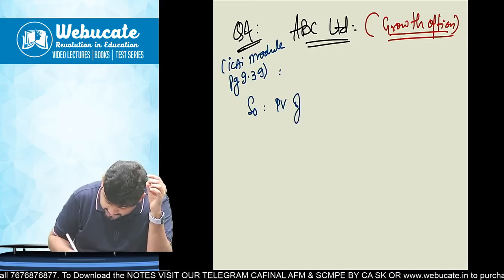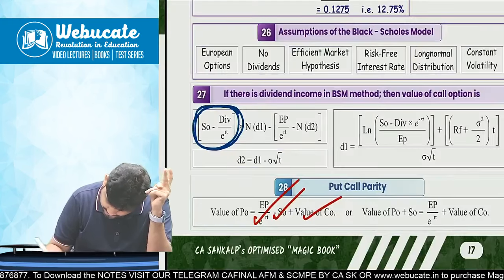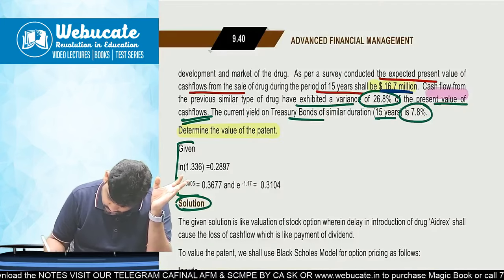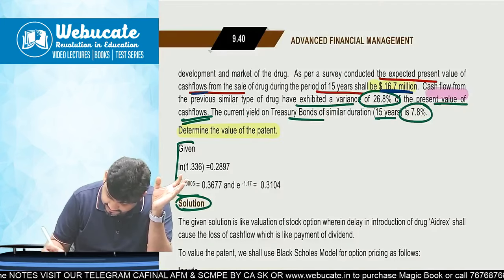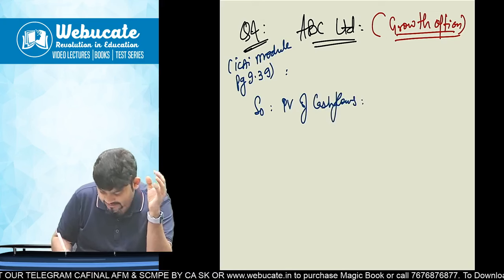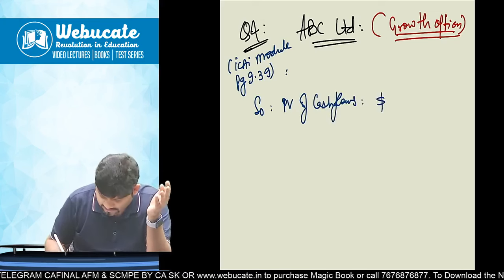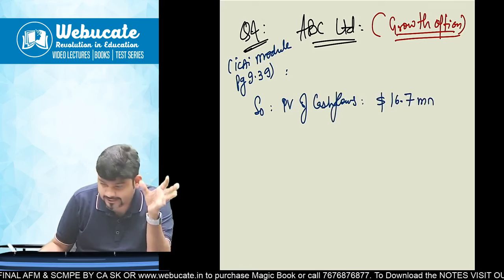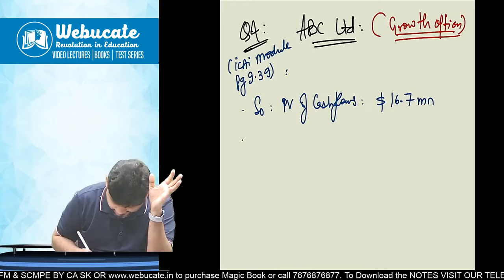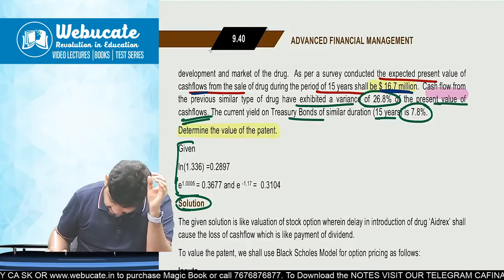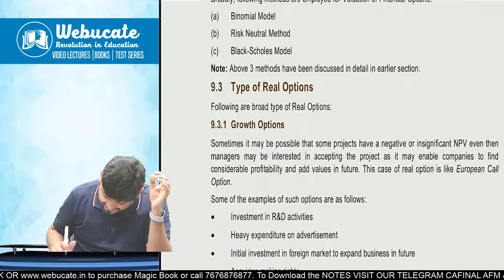What is the SO here? So, present value of cash flows is given. Basically, the spot price is $16.7 million. Done. Then, second is, we need the exercise price. Do we have that? The answer is yes.